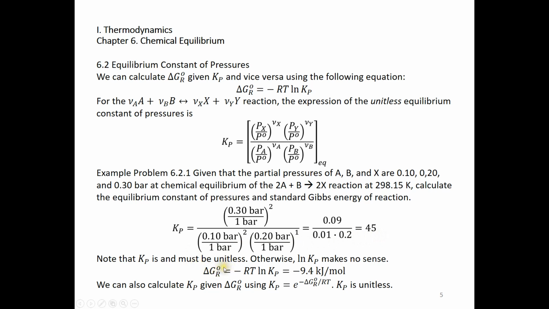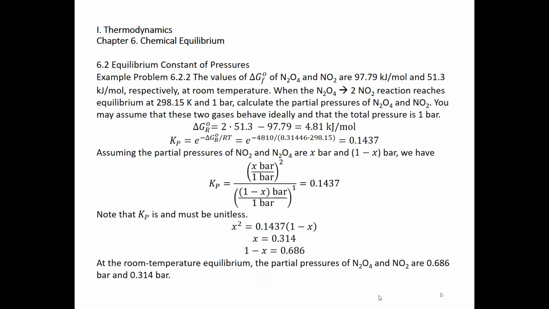Now let's compute the standard Gibbs energy of reaction. It's just negative RT times the natural logarithm of K sub P. We plug in the numbers. It's just negative R, which is 8.3, times temperature, 298. We take the logarithm of 45, and we'll get a negative number. It's going to be negative 9,400 joule per mole, and I convert it to kilojoule per mole. We can also calculate K sub P given delta G, the standard Gibbs energy of reaction, using this equation. Again, K sub P should be unitless. It's always unitless.